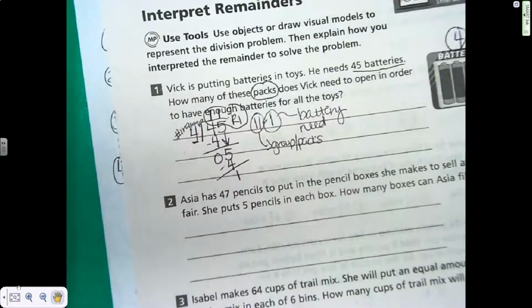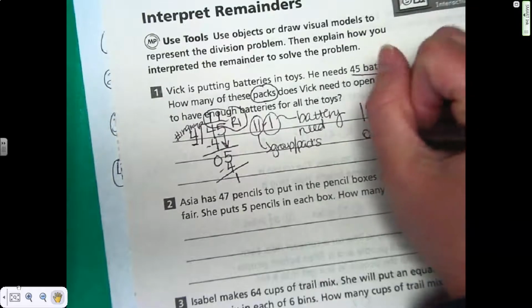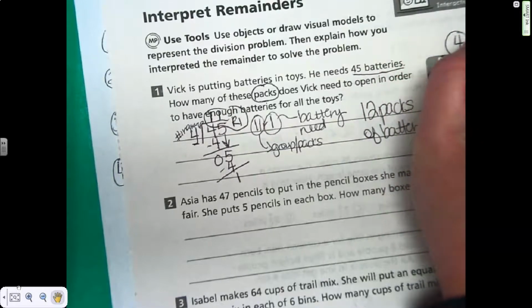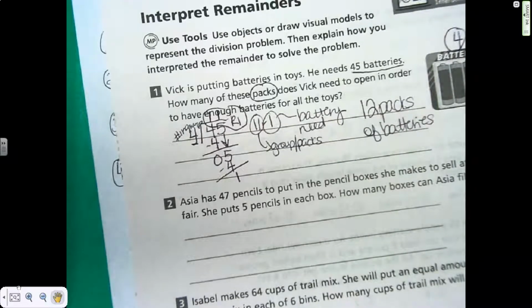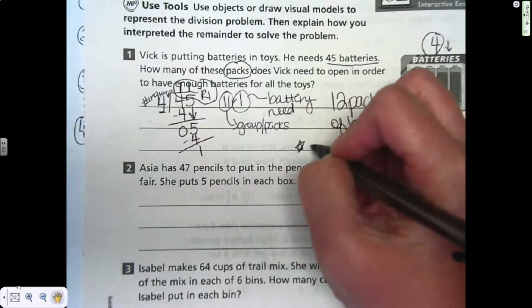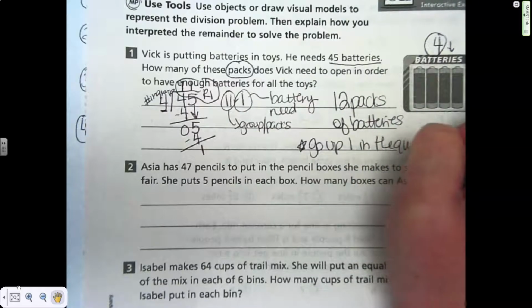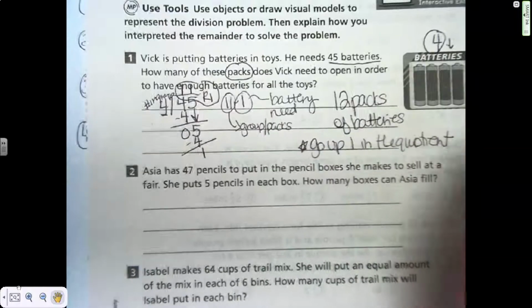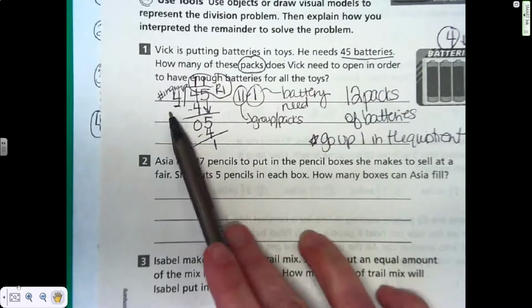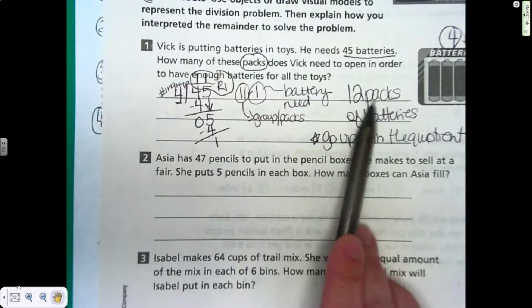So this would be a time where I want to use my remainder to make another group, to increase my quotient by 1. So I'd actually need 12 packs of batteries in order to get my 45. I'm going to have a few extra, but I've got to have 12 packs in order to have enough batteries. So this is a time where we go up 1 in the quotient because of the remainder. Again, 11 is not enough because that's only 44 batteries, so I need 1 more, so I have to go up to 12 packs.